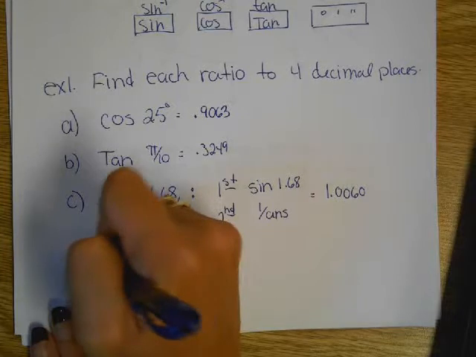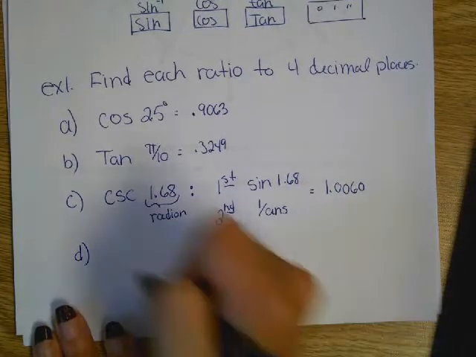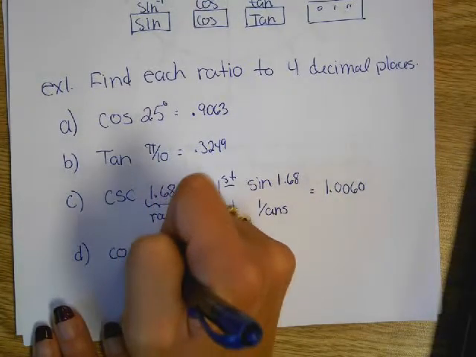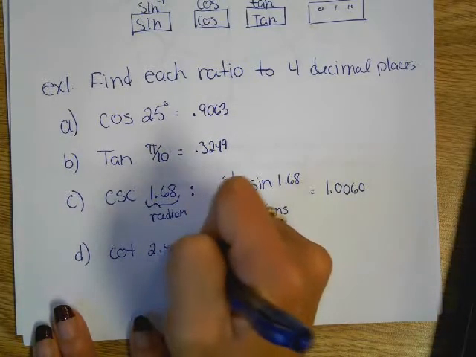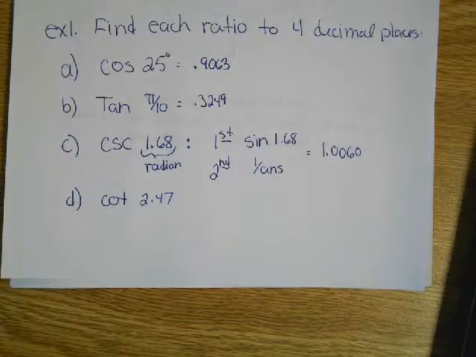Okay, so try this one on your own, and then I'm going to move on. The cotangent of 2.47. Go ahead and do that one on your own.